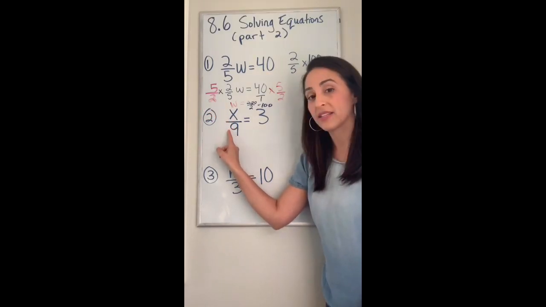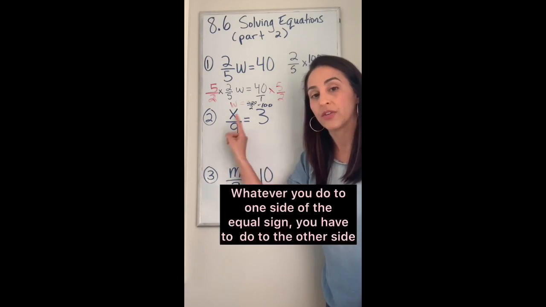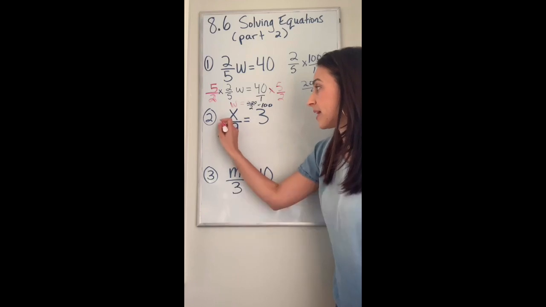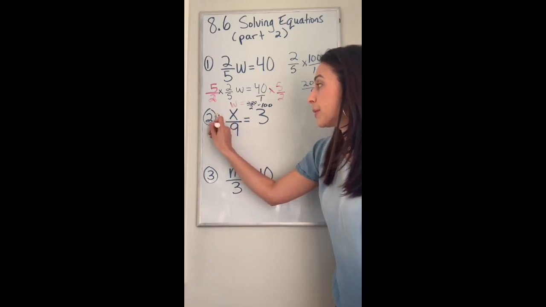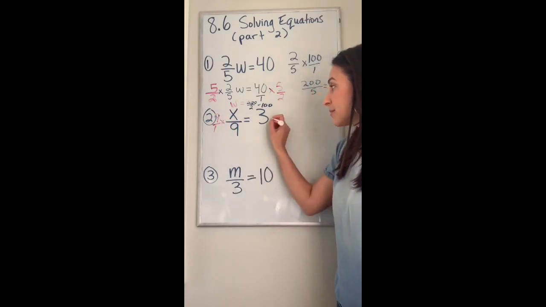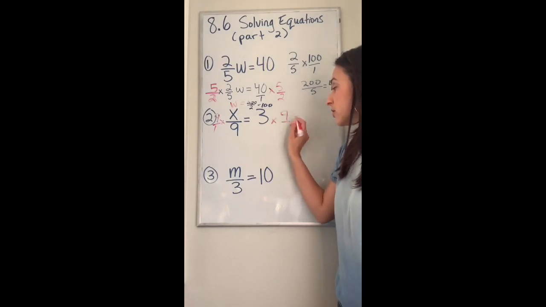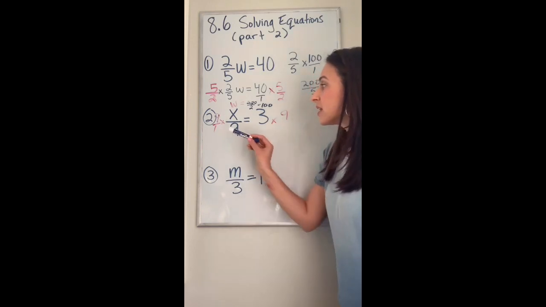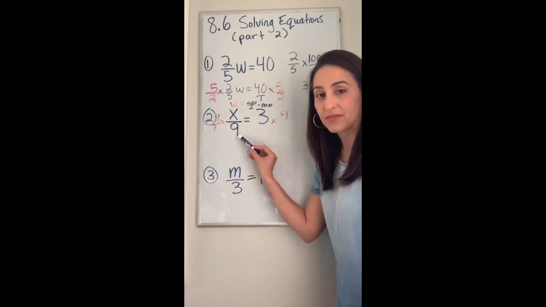I'm going to multiply this 9 on both sides because whatever you do to one side, you have to do to the other side. So I'm going to times this side by 9. I'm going to put a 1 underneath to make it a fraction and times this side by 9 over 1. Or just 9 times 9. It's the same thing, okay? This cancels out. This cancels out.